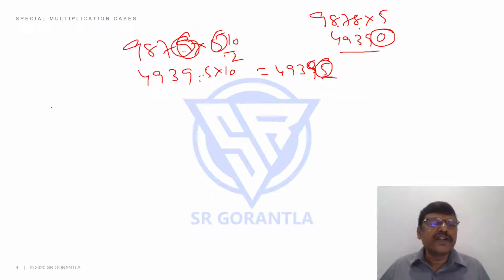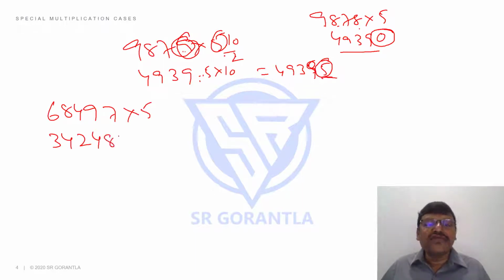So one more example, students. 6849 into 5. Come on. 3 4 2 4 8 5. 2 3s, 2 4s, 2 2s, 2 4s 8, 17, 2 8s 16. Remainder is 1. 1 by 2 is 0.5. 0.5 into 10 will become 5. That's why 5. It is not divisible exactly, that's why I'm putting 5.